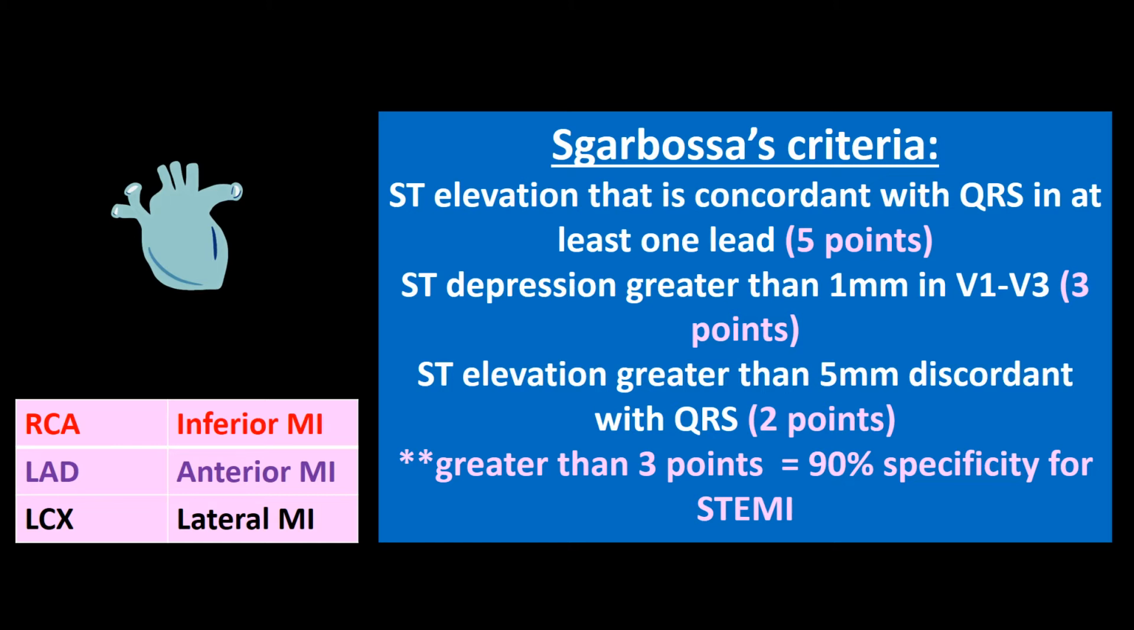The most common EKG presentation for digoxin toxicity is accelerated junctional rhythm. In the setting of left bundle branch block, you want to think about Sgarbossa's criteria to diagnose MI. You get 5 points for ST elevation that is concordant with QRS in at least one lead, 3 points for ST depression greater than 1 millimeter in V1 through V3, and 2 points for ST elevation greater than 5 millimeters discordant with QRS. Greater than 3 points, you have a 90% specificity for a STEMI.